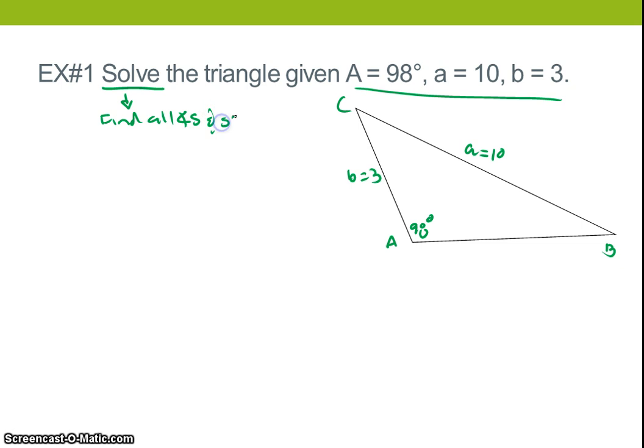Okay, now the Pythagorean theorem works for right triangles, so we can't use the Pythagorean theorem to find the third side. So we are going to use the law of sines, and we're just going to set up the proportions. The law of sines says sine of A over a equals the sine of B over b, and that equals the sine of C over c.